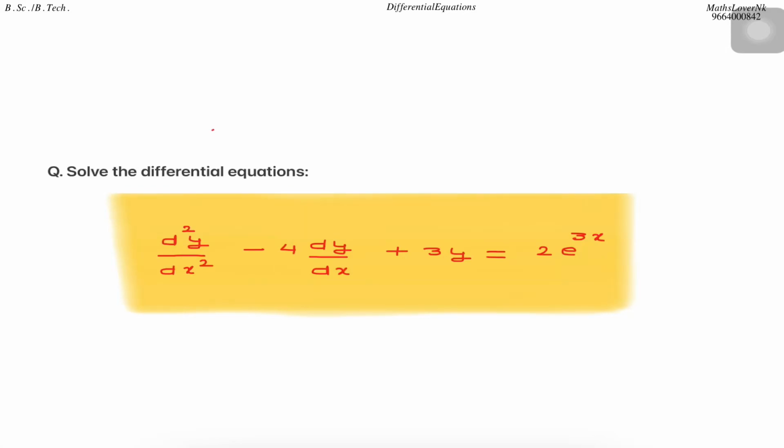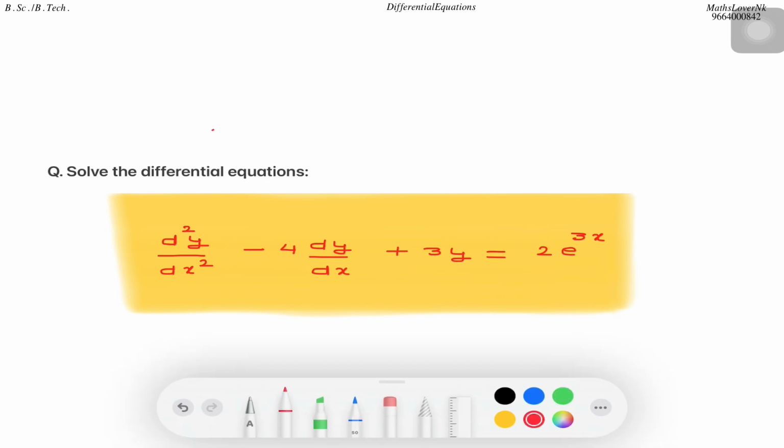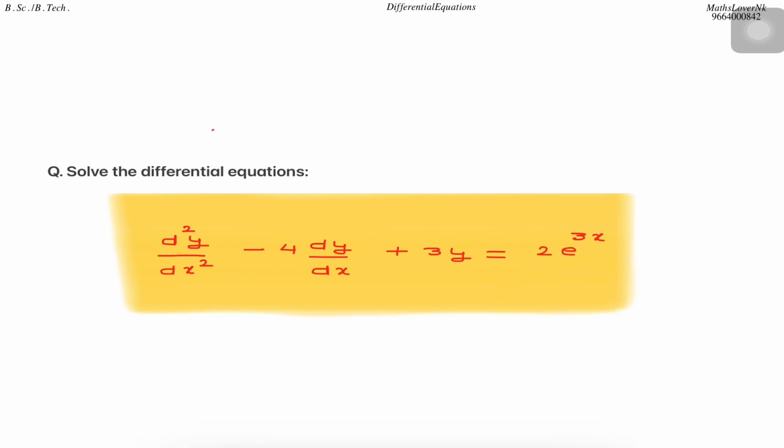In today's lecture, we are solving a question related to the differential equation. The question says: solve the differential equation d squared y upon dx squared minus 4 dy upon dx plus 3y is equal to 2 e to the power 3x. Solution.